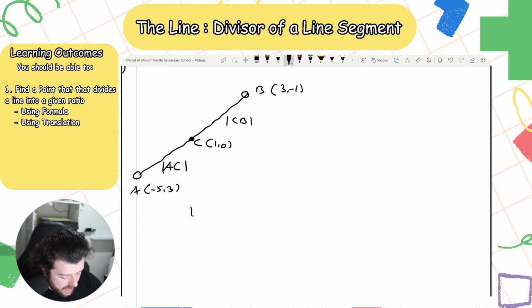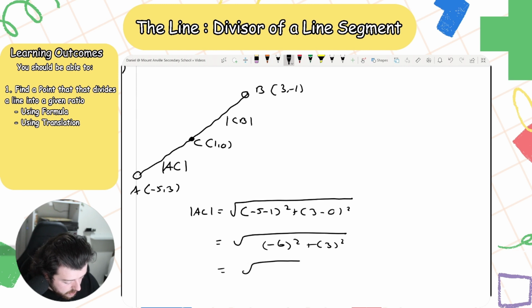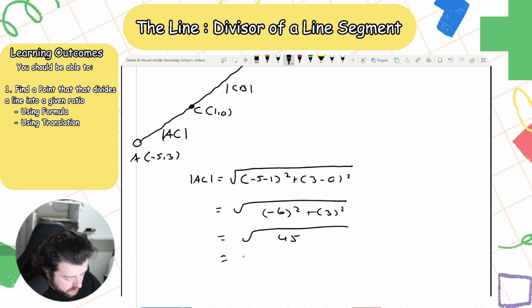Right, so AC is equal to the square root of (-5 minus 1) squared plus (3 minus 0) squared, which is going to be (-6) squared plus 3 squared. 36 plus 9, which is 45. Then the square root of 45 simplifies down to 3 root 5.